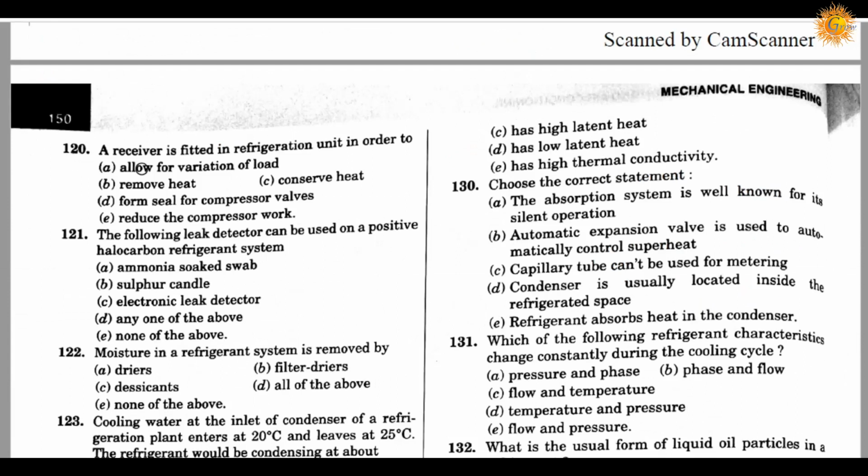Question 120. A reservoir is fitted in a refrigeration unit in order to: option A, allow for variation of load; option B, remove heat; option C, conserve heat; option D, form a seal for compressor valves; option E, reduce the compressor work. So the correct answer is A, allow for variation of load.